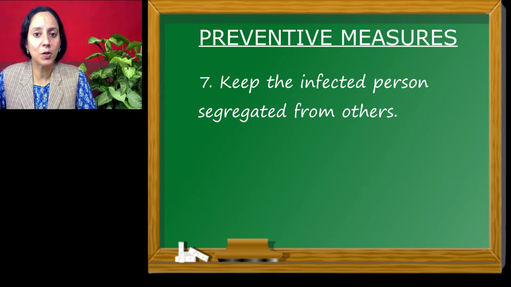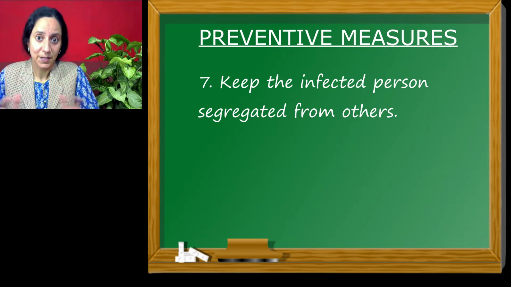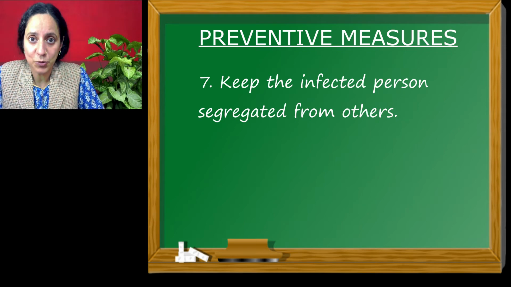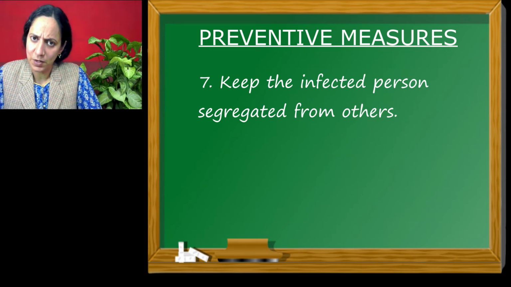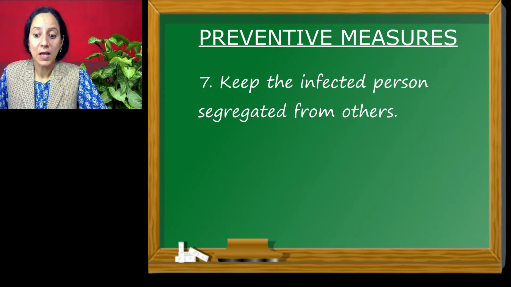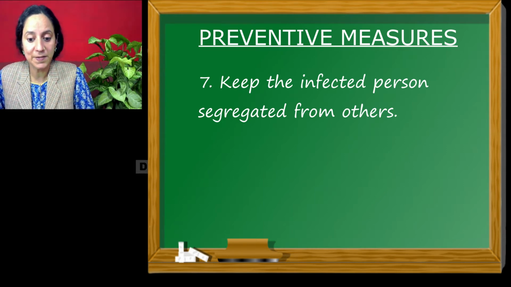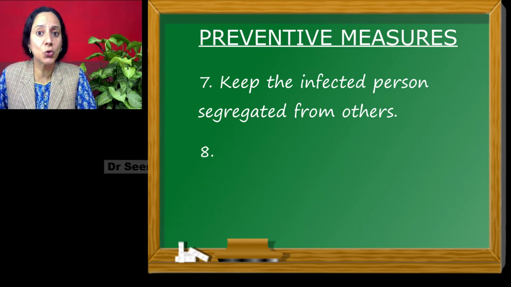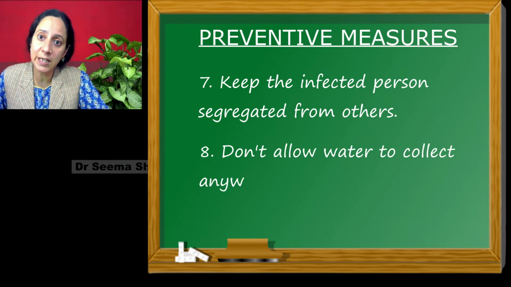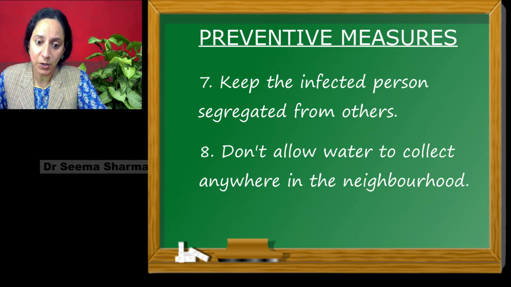Last and the very important point is insects. They are also responsible for the transmission of a number of diseases. So we have to keep a check on their breeding places, and their breeding places are stagnant water. So don't allow water to collect anywhere in your neighborhood.